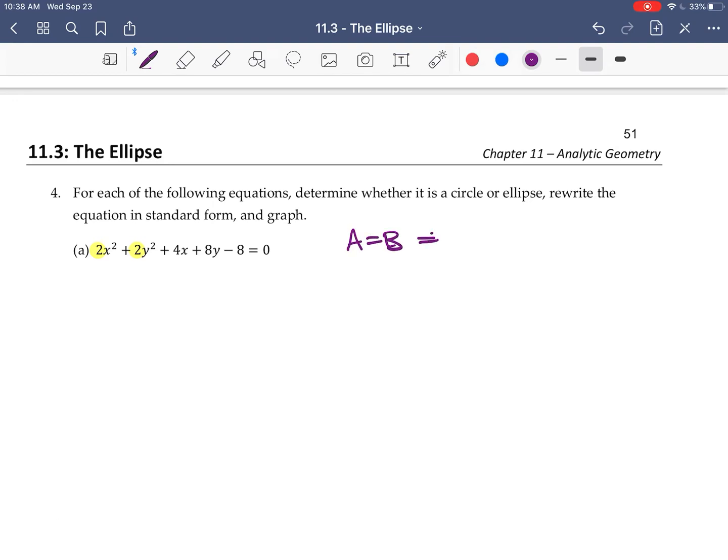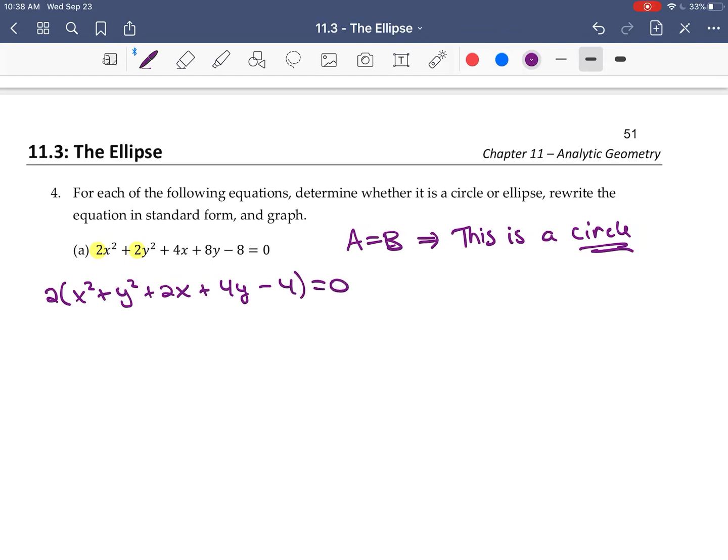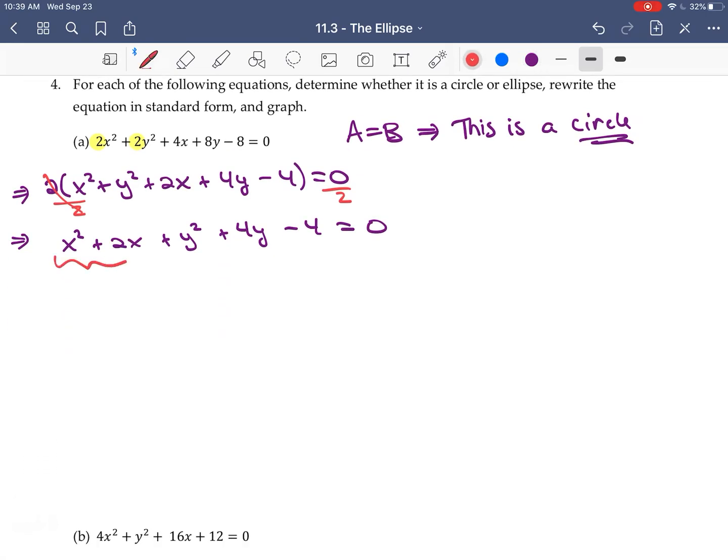So a equals b, which implies this is a circle. Okay, so then when we want to solve for a circle, everything's divisible by 2, so we could factor out a 2. Even if it wasn't, we could still factor out a 2. Then you could divide everything by 2. That's going to cancel. So then we have x squared plus 2x plus y squared plus 4y minus 4 equals 0. Okay, so now I want to complete the square, here and here.